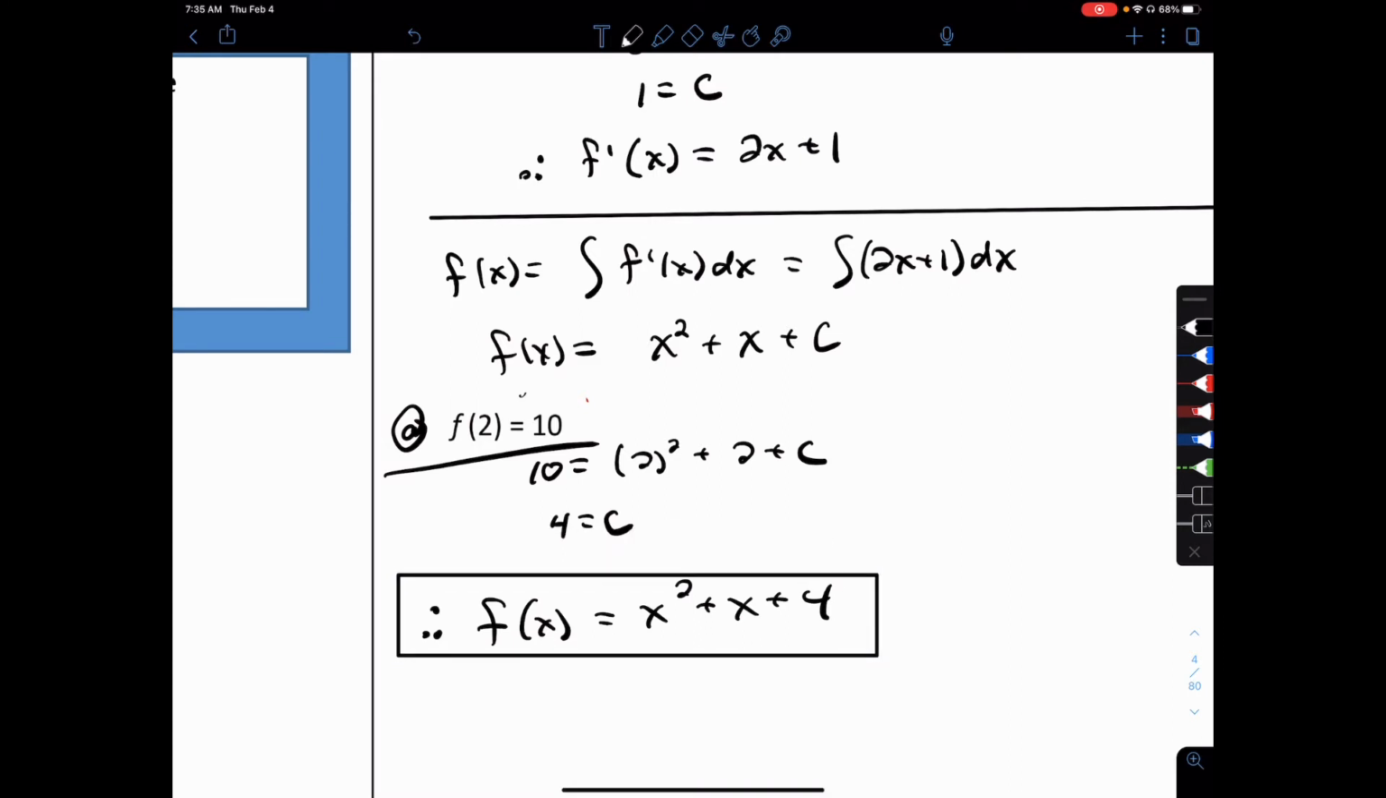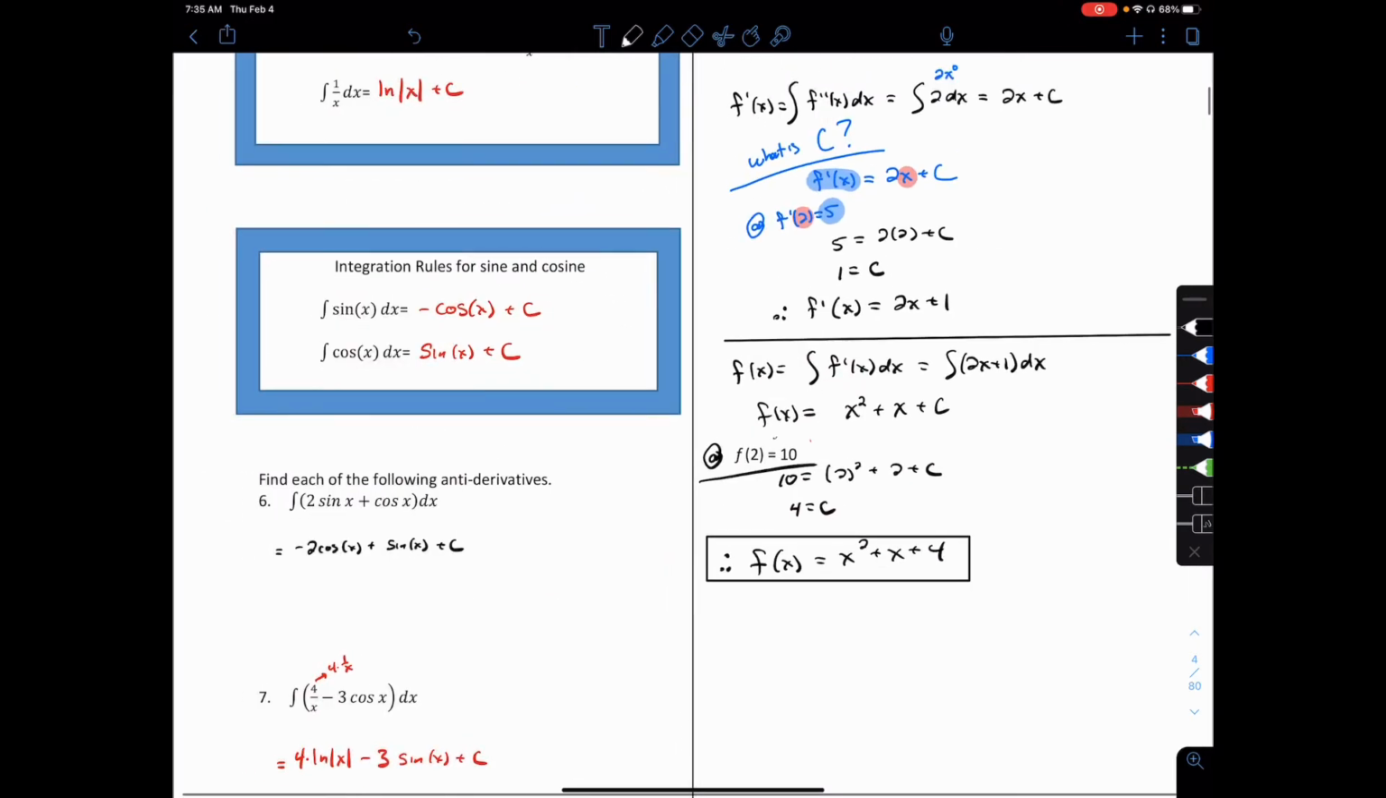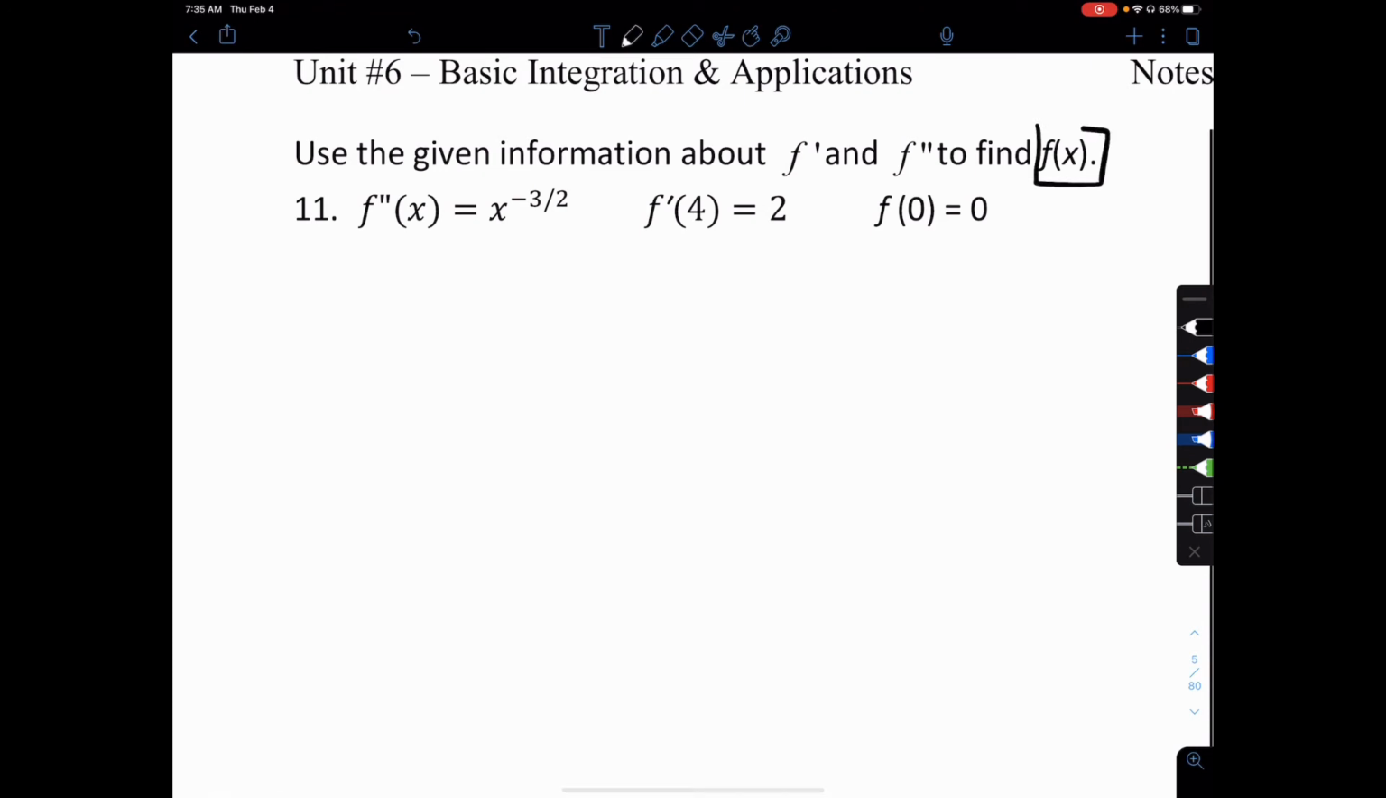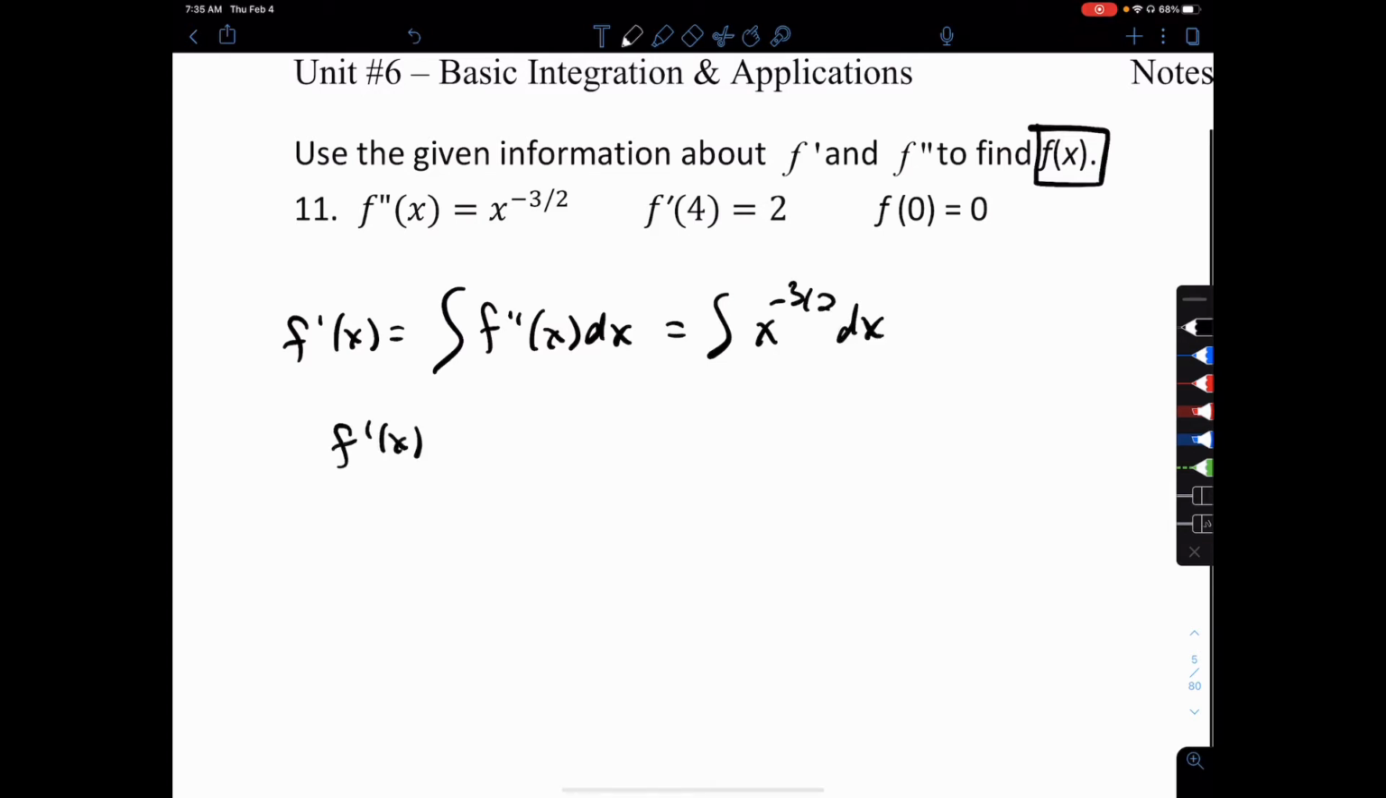It would be wise if we did another example like this. Same type of problem, we're supposed to find function f. So we're going to find f prime, we're going to integrate f double prime. F double prime is x to the negative 3/2. So f prime of x is going to equal, if we add 1 to the exponent, negative 3/2 plus 2 over 2 is going to be negative 1/2.